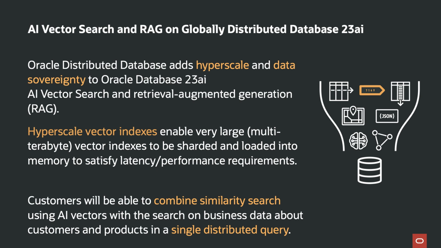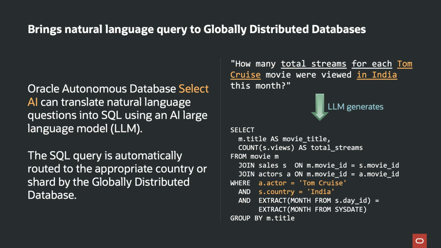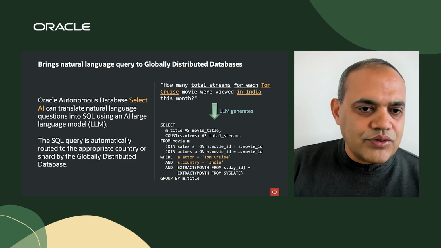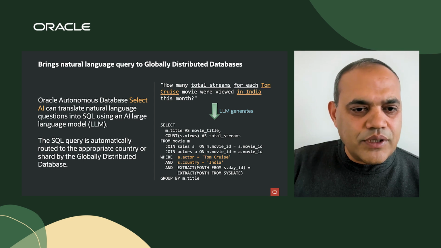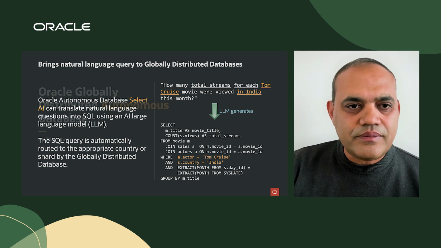Customers will be able to combine similarity search using AI vectors with search for business data about customers and products in a single distributed query. Oracle also brings natural language queries to globally distributed database. Oracle Database Select AI can translate natural language questions into SQL using AI large language models. The SQL query is automatically routed to the appropriate country or shard by the globally distributed database.